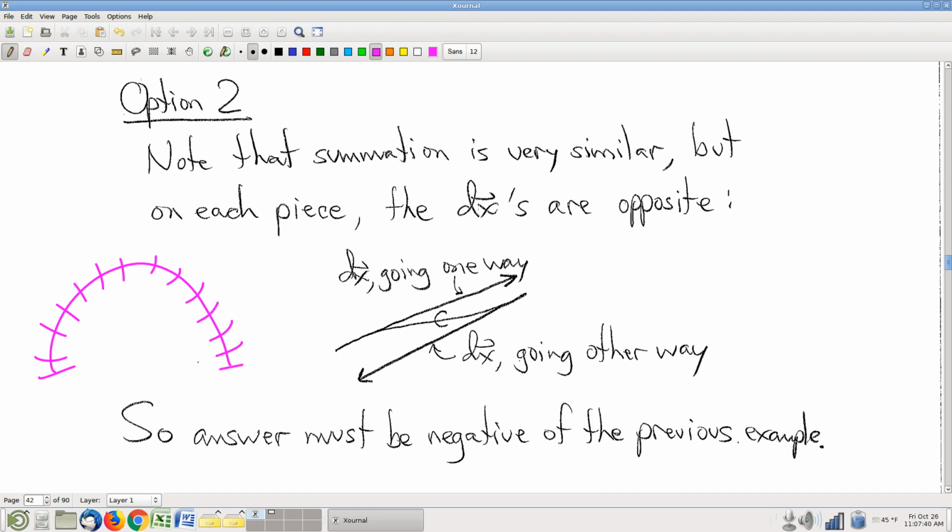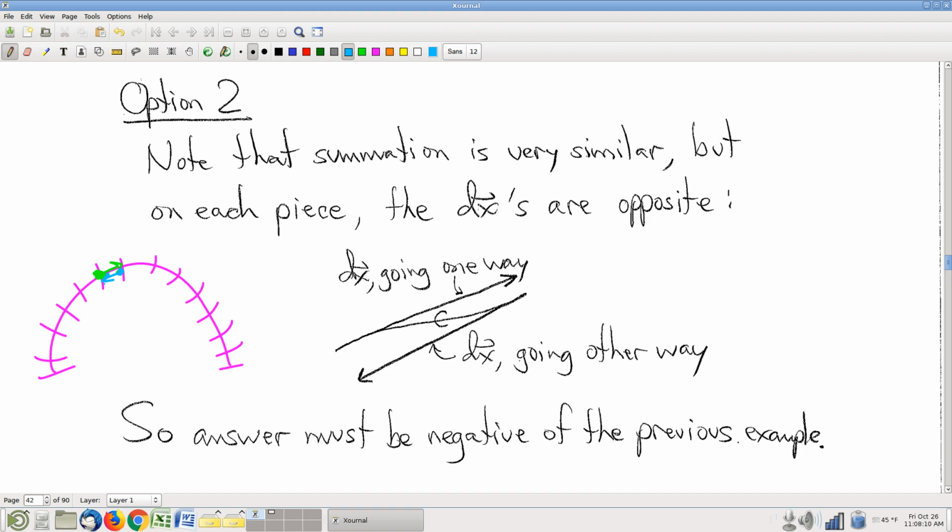If you're going clockwise, this is what it looks like when you chop it up into pieces. If you're going counterclockwise, this is what it looks like when you chop it up into pieces. You're still adding up over the same little pieces of curve. The only difference between the two is on this little piece. When you're going clockwise, that's your displacement, and when you're going counterclockwise, that's your displacement. And those displacements are negatives of each other.